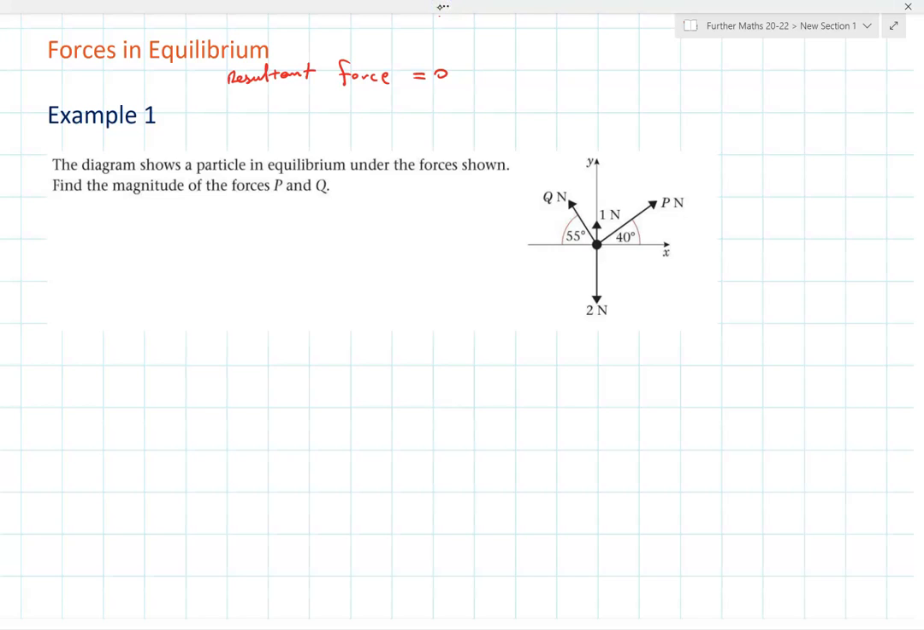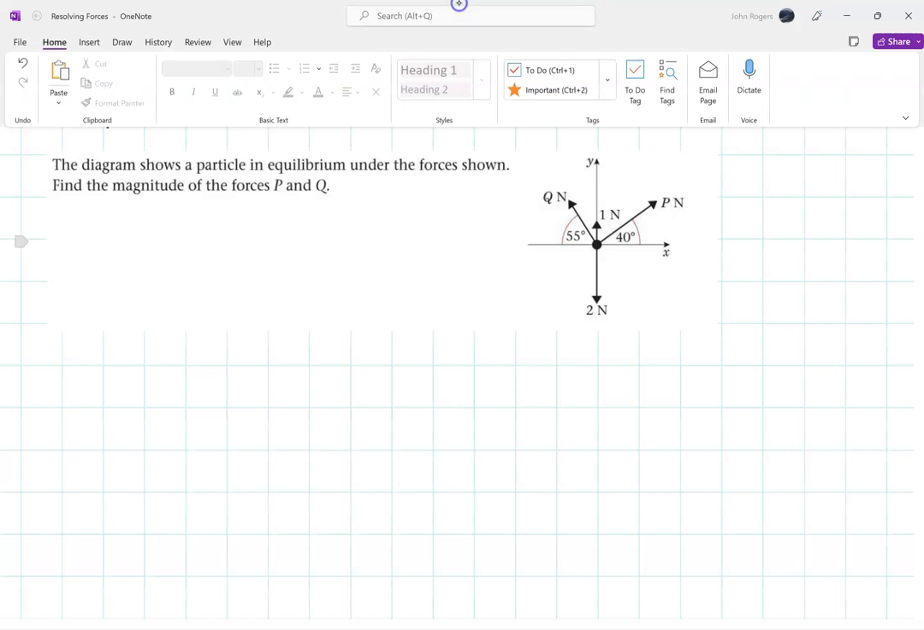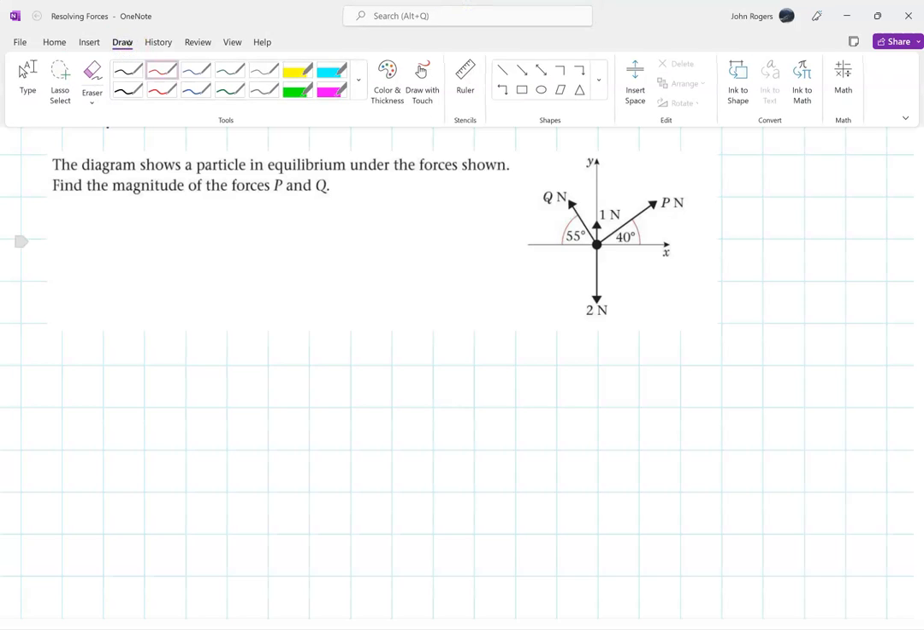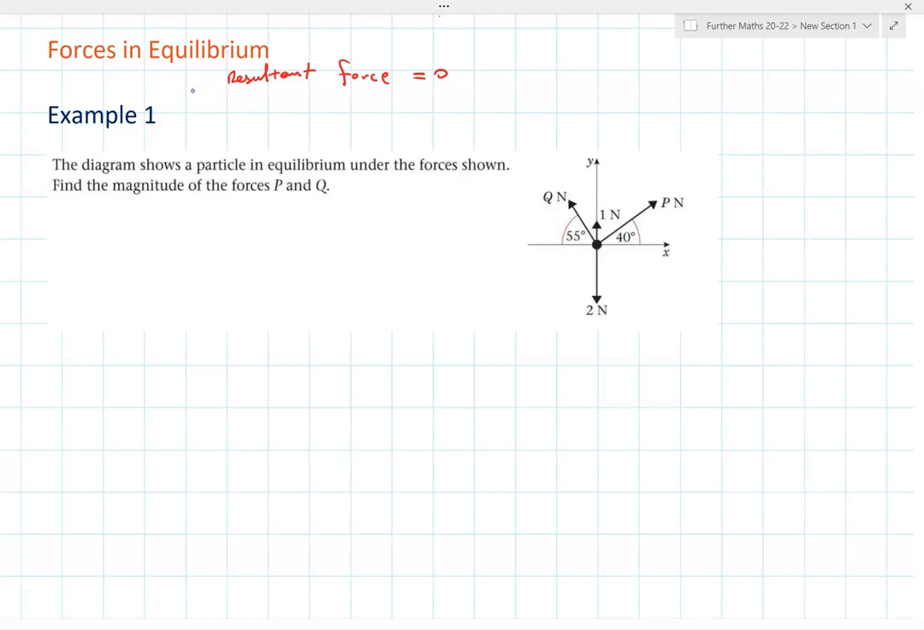Okay, so we are now going to do a question which is much more involved, with four forces, and we've got two unknowns, P and Q, and the problem is to find those. What we do in these situations is typically set up two equations, a resolving horizontally and a resolving vertically equation.